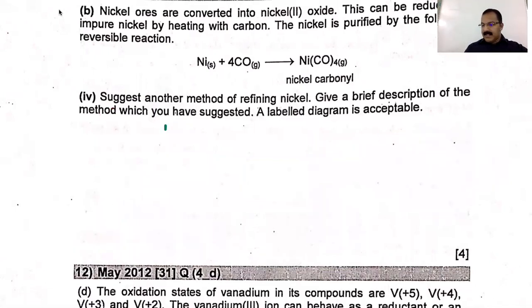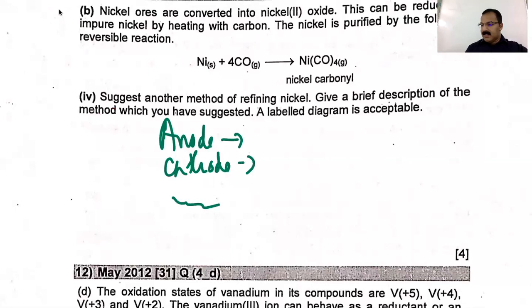Or else, just write what is the anode, what's the cathode, what's the electrolyte. Then you need to write that the process is electrolysis, or it is refined by electrolysis. So 1 mark for saying electrolysis, second mark for suggesting what's the anode, what is the cathode, and what's the electrolyte.